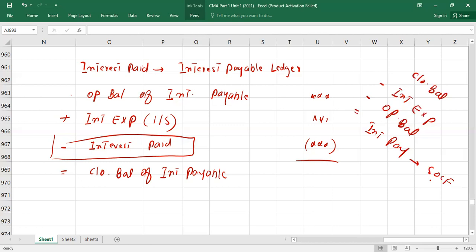Now, guys, same way, if you want to calculate tax paid, wherever I have used the word interest, I will use the word tax. I'm removing the word interest and I will add the word tax there.